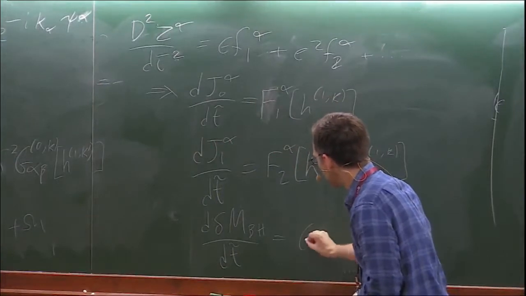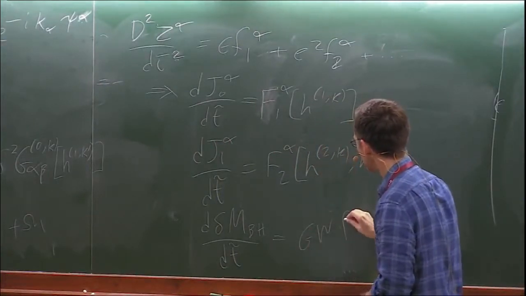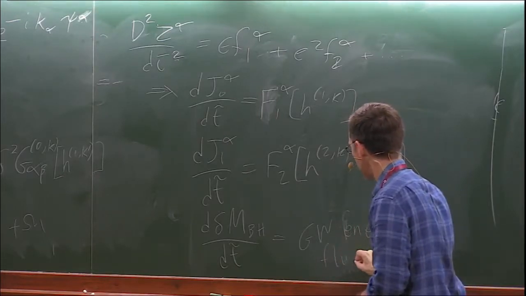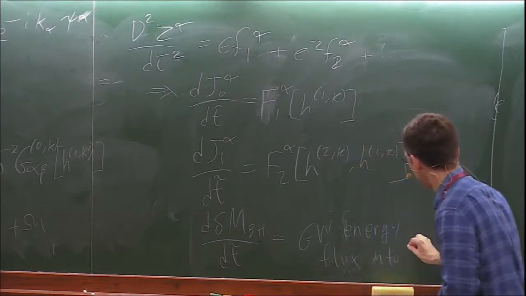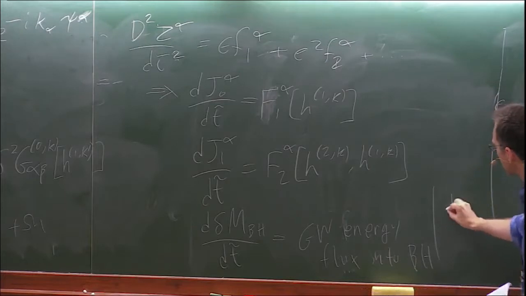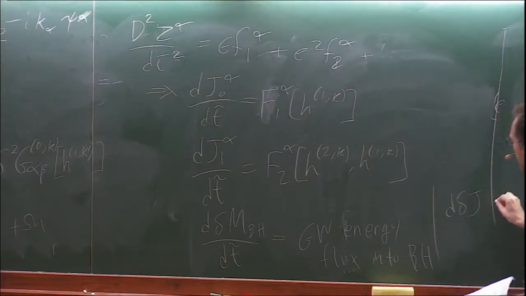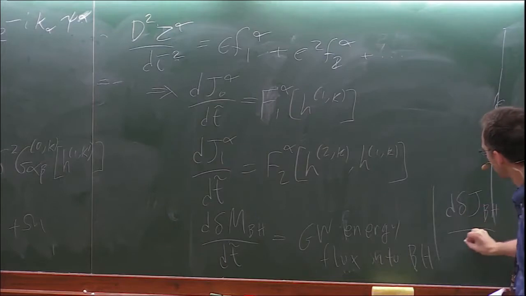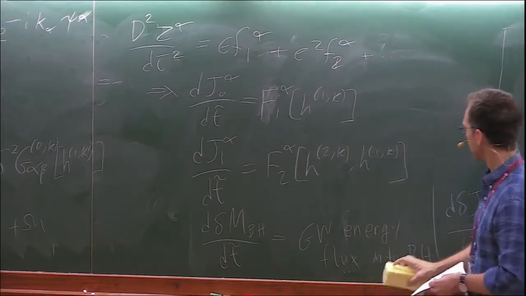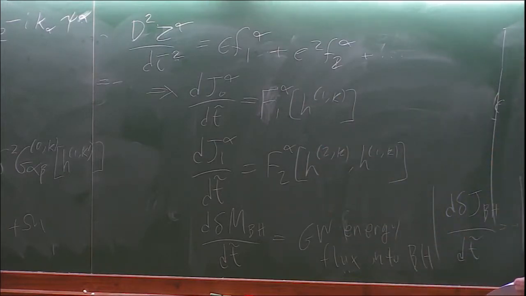But it's basically the gravitational wave energy flux into the big black hole. And you have a similar equation for the correction to the big black hole's spin. That is the angular momentum flux into the black hole. So these tell you how to evolve to the next value of slow time.